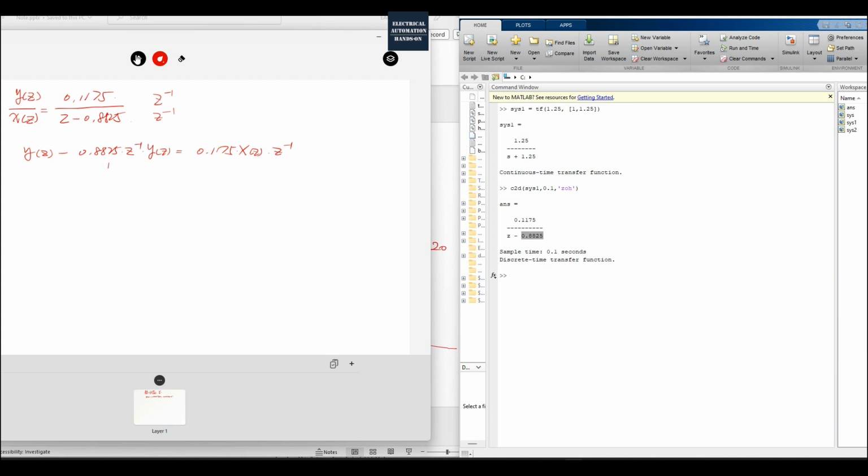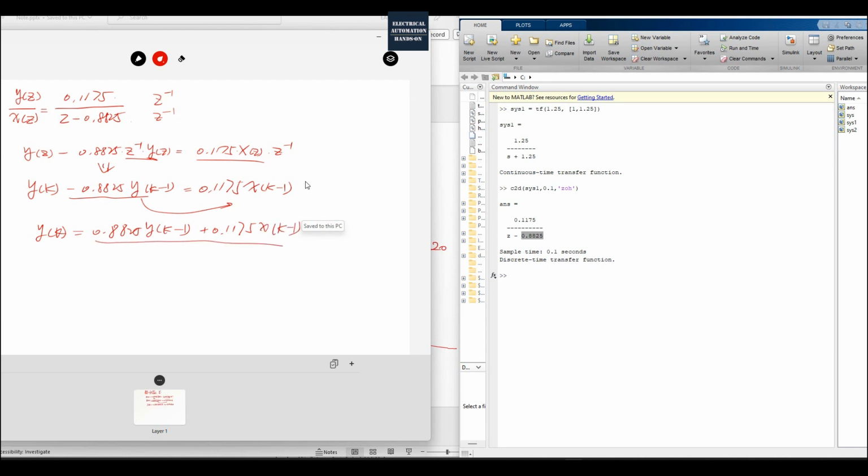Then when we convert to k, this is the yk, and this will change to 0.8825 times yk minus 1. And this area becomes 0.1175 x k minus 1. Then if we move this to the right side, we will see this equation will be yk equals 0.8825 yk minus 1 plus 0.1175 x k minus 1. This is how we can convert a Z domain transfer function into the difference equation.